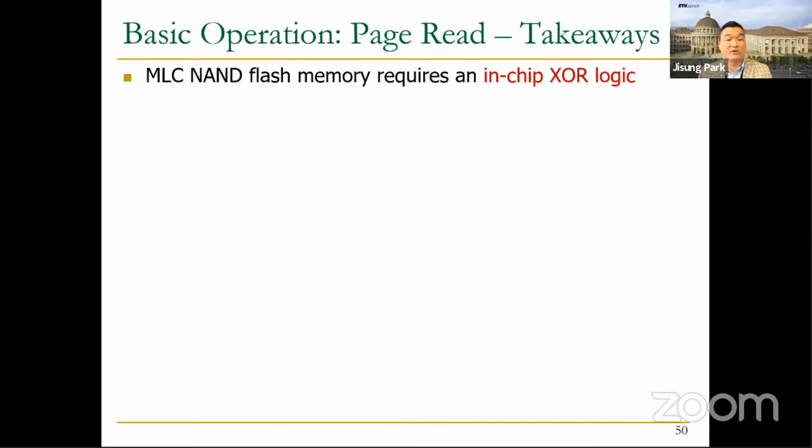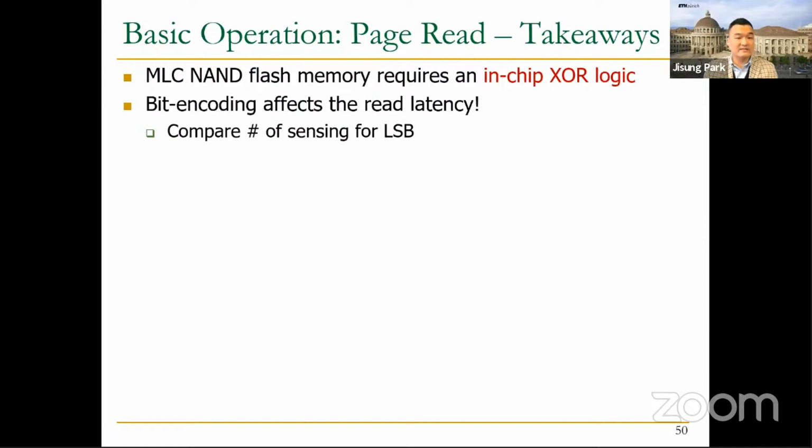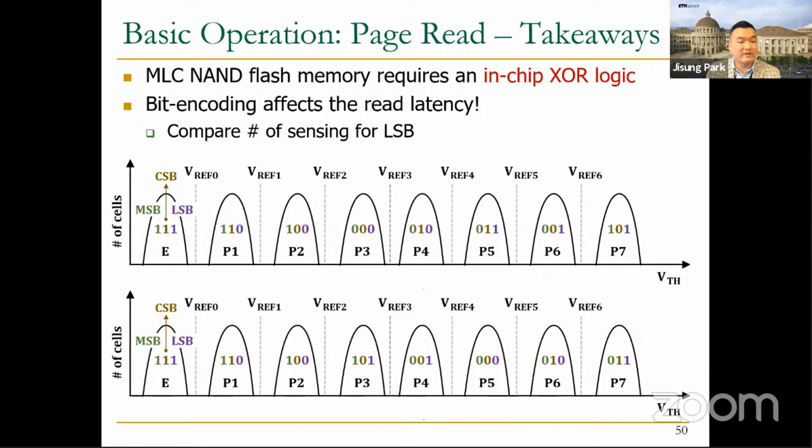So here are some takeaways that we can get from the read mechanism. First, MLC NAND flash memory requires in-chip XOR logic, as well as the latching circuit to temporarily store multiple sensing data. And second, the bit encoding scheme. Here is what I mentioned: the bit encoding scheme affects the read latency of a page.